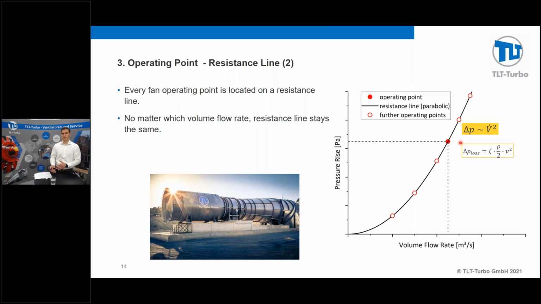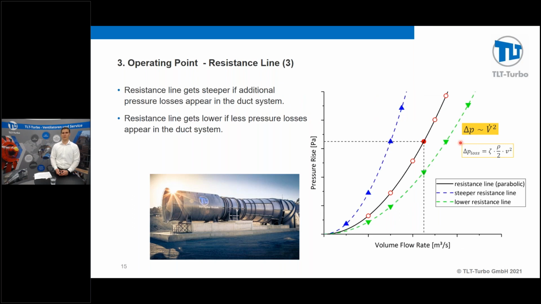If the duct system changes, for example, you open up some dampers or doors or whatever may change in the duct system, the resistance may change. For higher resistance or higher pressure losses, the resistance line would be the blue one here, or vice versa. If you have less resistance, that would result in this green resistance line.